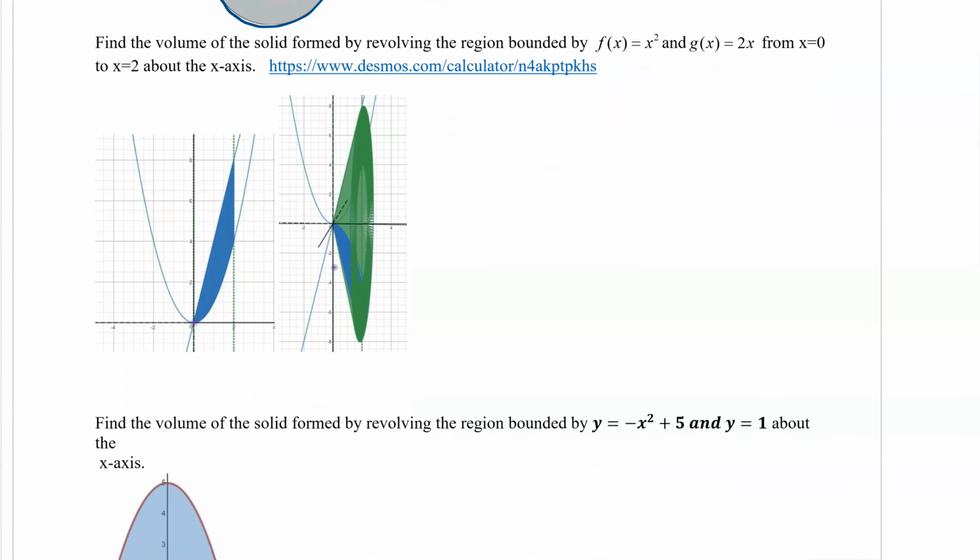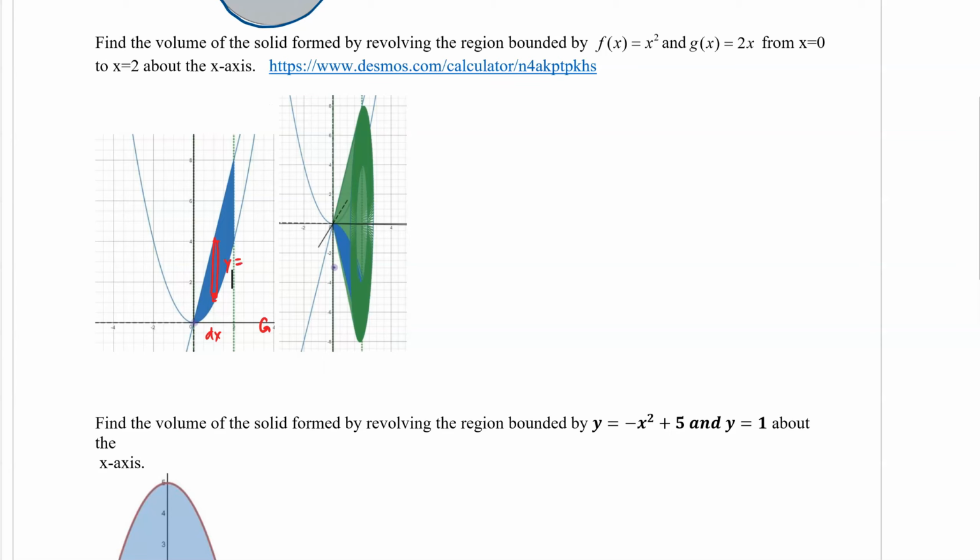Okay, so let's try one. We're going to find the volume of the solid formed by revolving the region bounded by these two from 0 to 2. So if we start by drawing our rectangle, and again, we are rotating this about the x-axis. Just like with the disc, if we rotate about the x, we want to make sure that we do a vertical. That will now give us y equals for our graph.